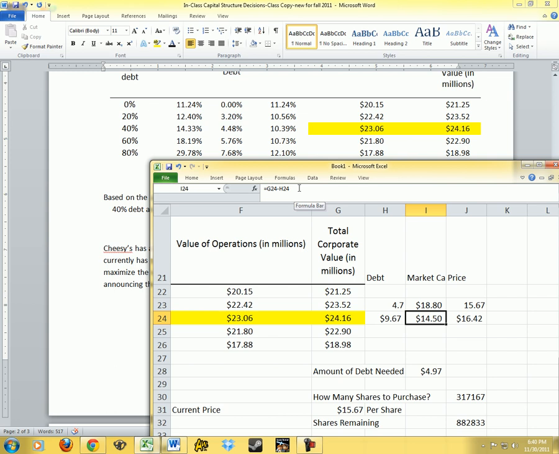So your quiz for Monday is going to be over the Hamada equation. I'll either ask you to lever a beta or unlever a beta using the Hamada equation.